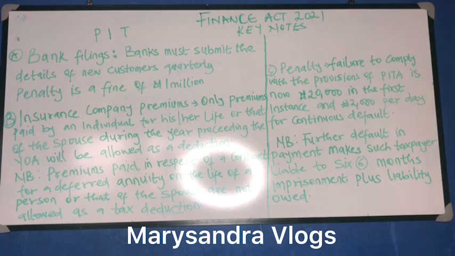Further default in the payment makes such taxpayer liable to 6 months imprisonment plus the liability owed. So it means it is no longer business as usual. Pay when you are supposed to pay, comply with the provisions of PITA, that is Personal Income Tax Act, to avoid both paying your liability owed and also imprisonment. So these are just a few changes as relates to Personal Income Tax Act. We are going to look next at company income tax and also capital gains tax.